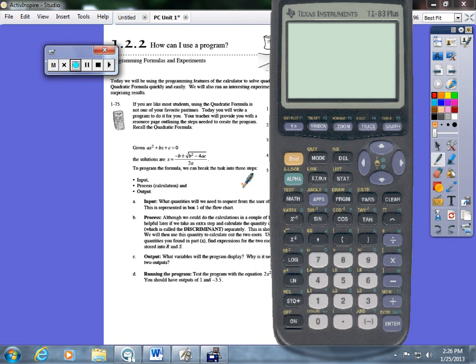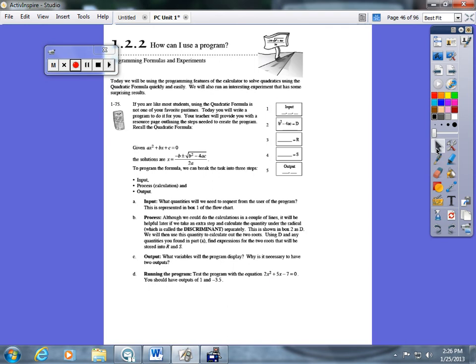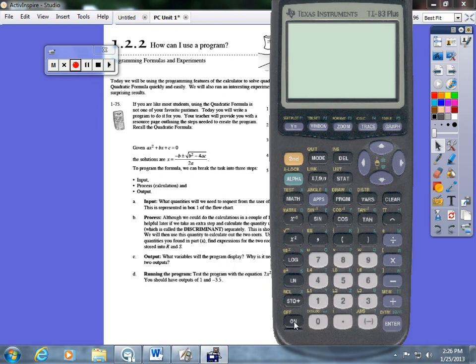All right, lesson 1.2.2, how can I use programs? Programming formulas and experiments. We're going to put one of these formulas, the quadratic formula, onto our graphing calculator. So if you have a graphing calculator from home, you'll now have a formula that will calculate the roots of a quadratic for you. So here we go.